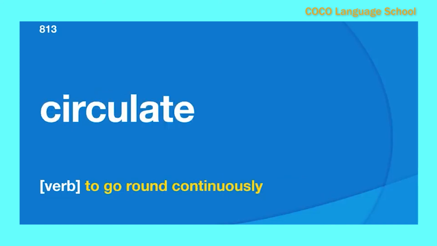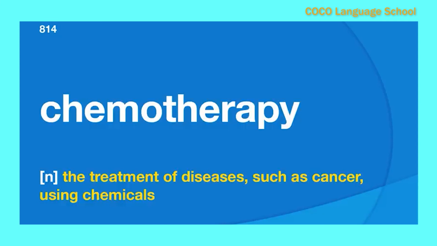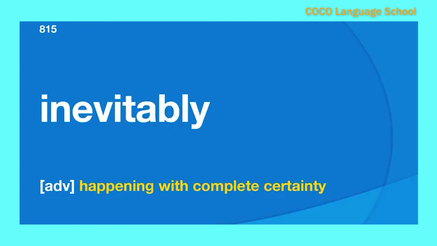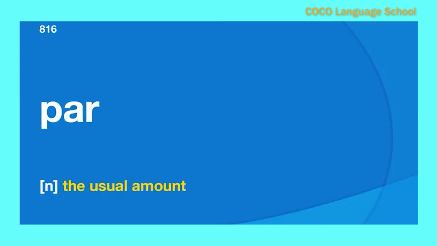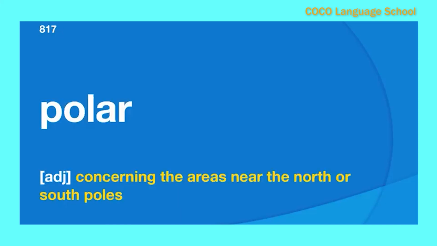To go round continuously. Circulate. The treatment of diseases, such as cancer, using chemicals. Chemotherapy. Happening with complete certainty. Inevitably. The usual amount. Par. Concerning the areas near the North or South Poles. Polar.